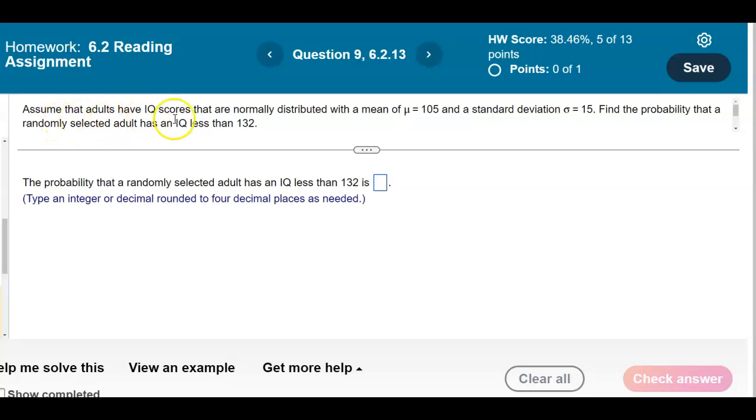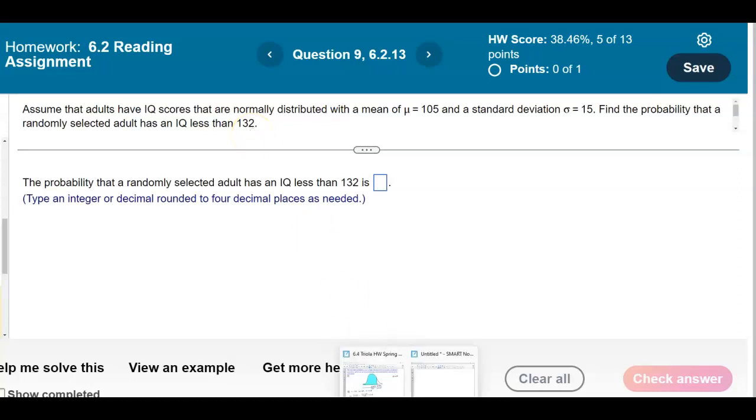Assume that adults have IQ scores that are normally distributed with a mean of 105 and a standard deviation of 15. Find the probability that a randomly selected adult has an IQ less than 132.